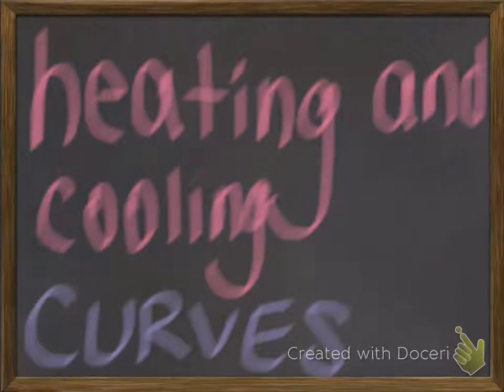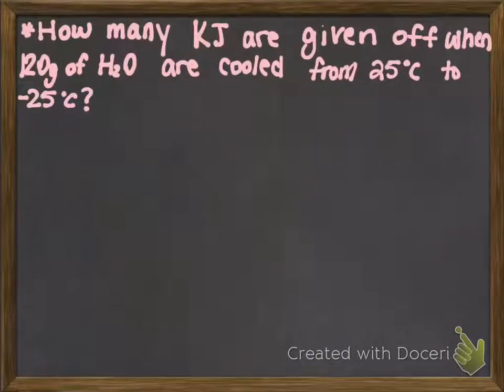Today's video will be about heating and cooling curves. We're going to start with a problem. The problem states: how many kilojoules are given off when 120 grams of H2O are cooled from 25 degrees to negative 25 degrees? So when solving a heating and cooling curve problem, there are two steps involved.